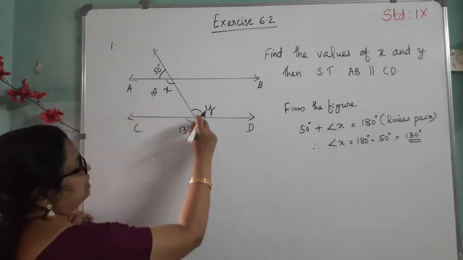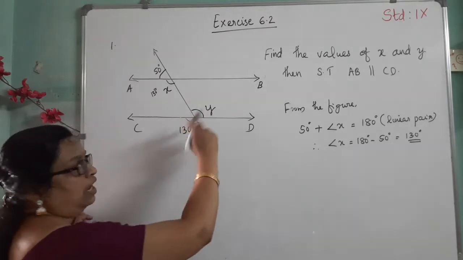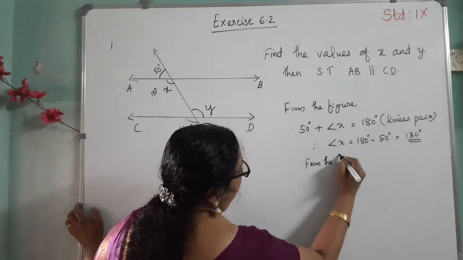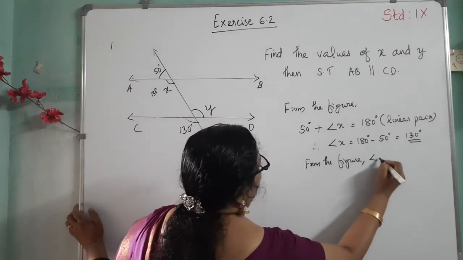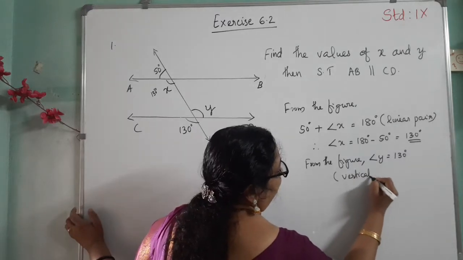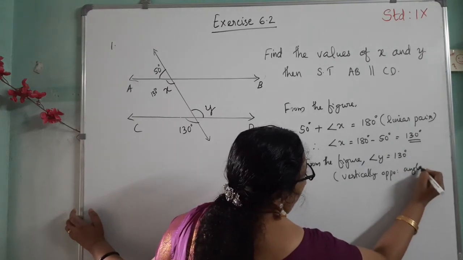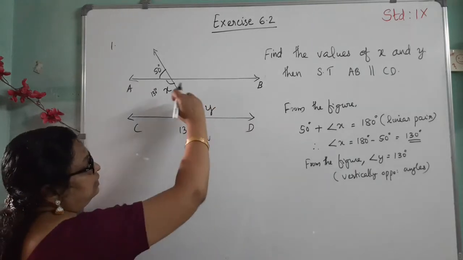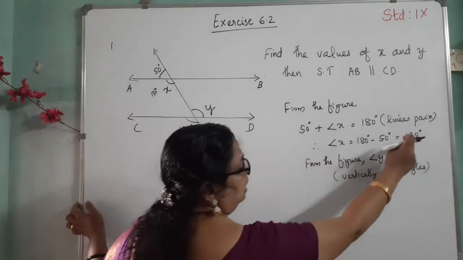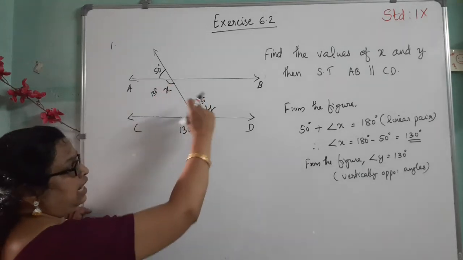Then we want to find out this y. Then listen, this y and this angle 130 degree are vertically opposite angles. That is, from the figure, angle y equal to 130 degree. What is the reason? Vertically opposite angles. This y and this angle are equal, vertically opposite angles. So we get angle x equal to 130 degree, angle y equal to also 130 degree. So this angle x and angle y are equal.